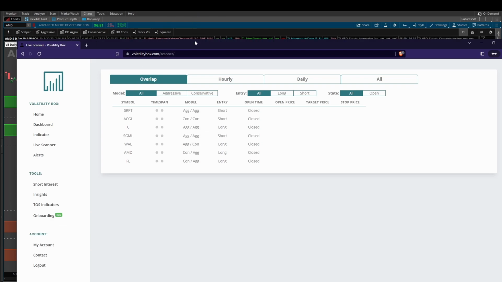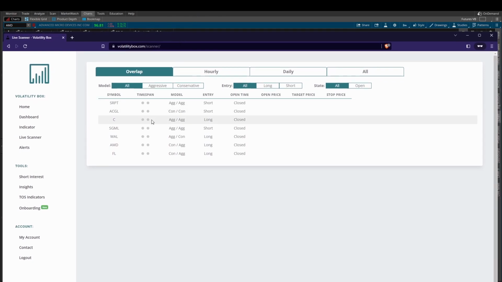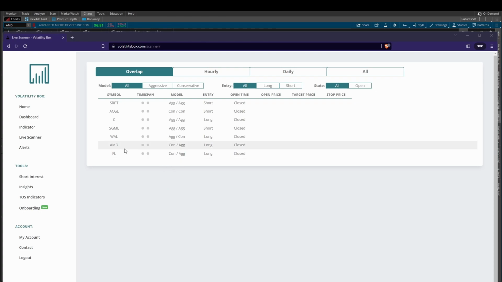Now I'll start first with showing you what the setup was, why I cared about AMD, and then I'll highlight what I think are the two big mistakes that I made when managing this trade. Now let's start first with understanding why AMD was on the radar in the first place and why this was such a good opportunity. AMD was one of the stocks which triggered on our stock volatility box live scanner.